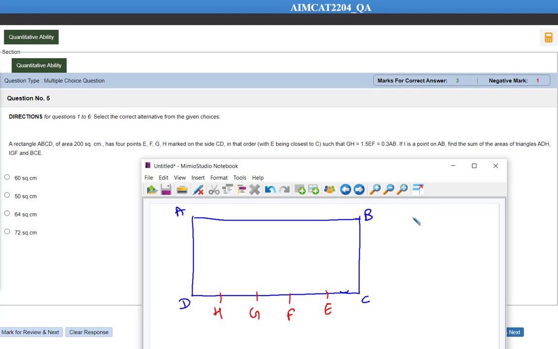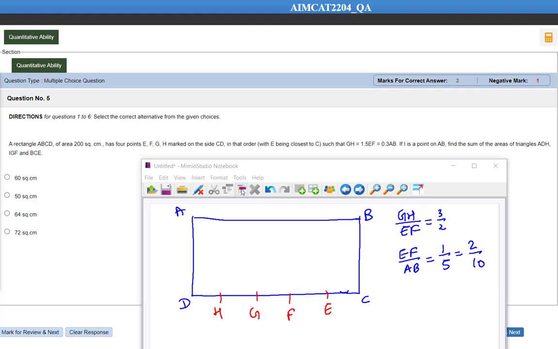So from this equation, what we can write is GH divided by EF is equal to 1.5 divided by 1, which means 3 divided by 2. And EF divided by AB is equal to 0.3 divided by 1.5, that is equal to 1 by 5. In both ratios EF is common, so let's multiply the second ratio by 2, it will be 2 by 10.